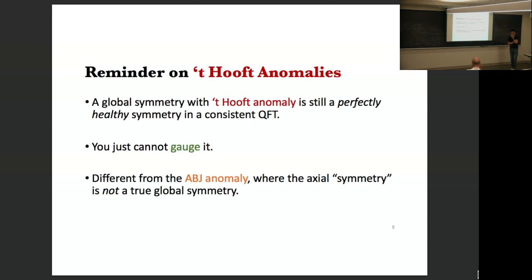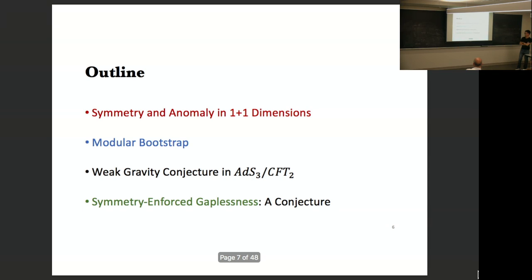Okay, so here I just want to make it clear that throughout the talk, I'm only going to talk about 't Hooft anomaly. The global symmetry is healthy, the quantum field theory is also healthy. So the outline of the talk is the following. We start with a discussion about symmetry and anomaly in 1+1D. The description will be completely general and abstract and does not rely on the existence of a Lagrangian. Given such a general abstract description, we can then input the information of the 't Hooft anomaly and global symmetry into the modular bootstrap program.